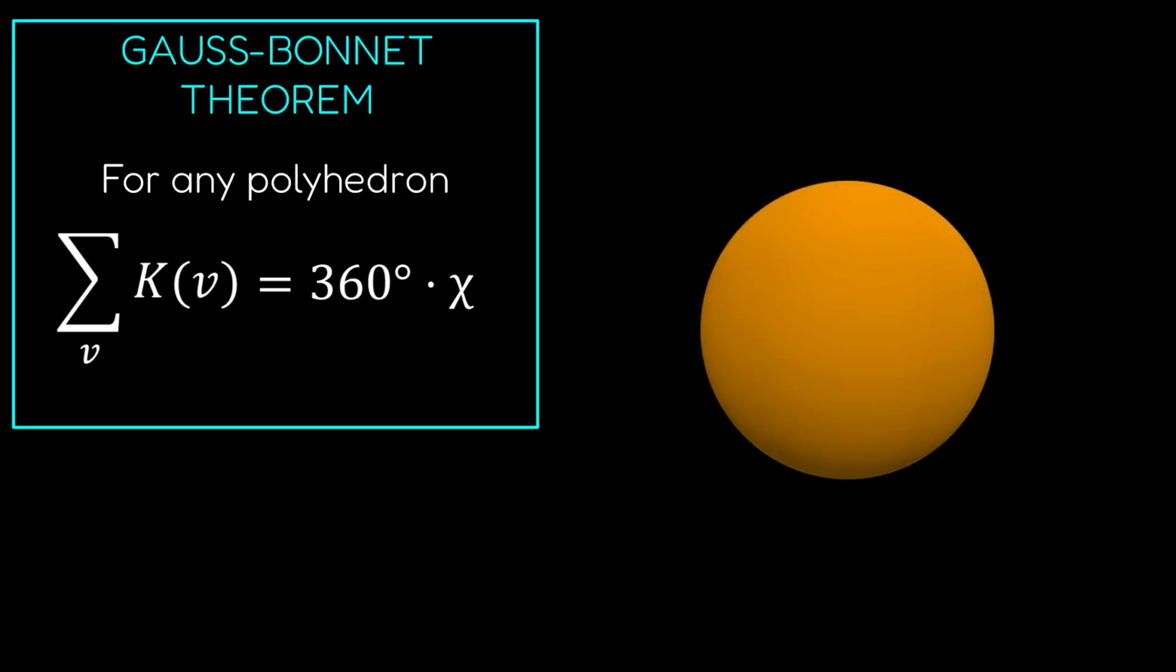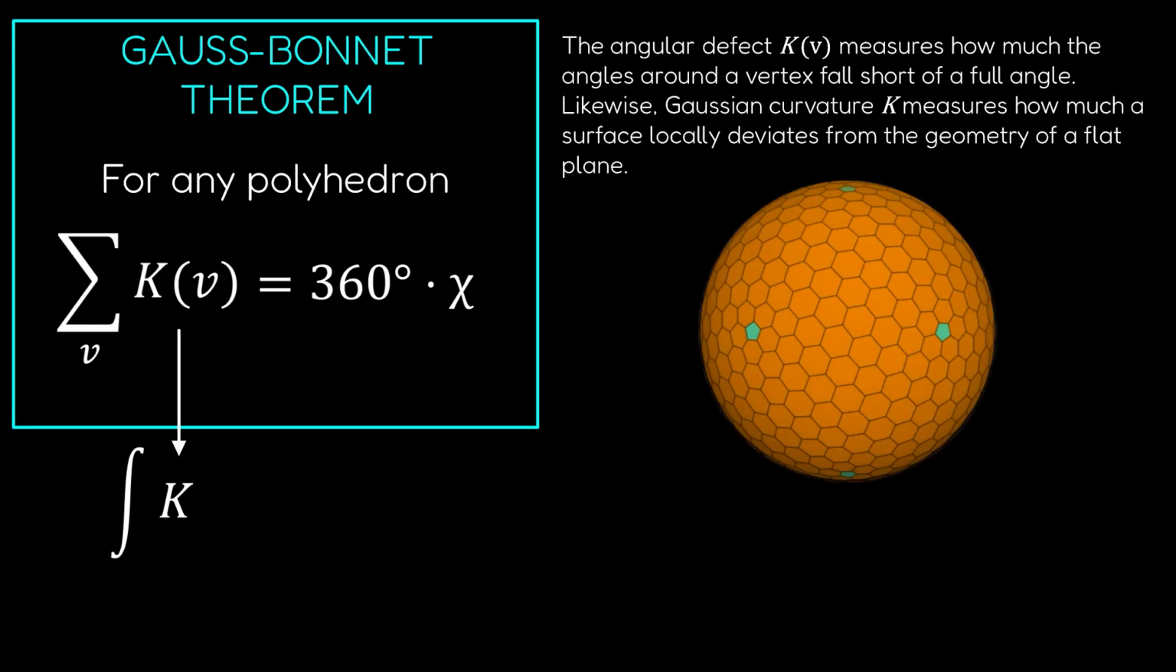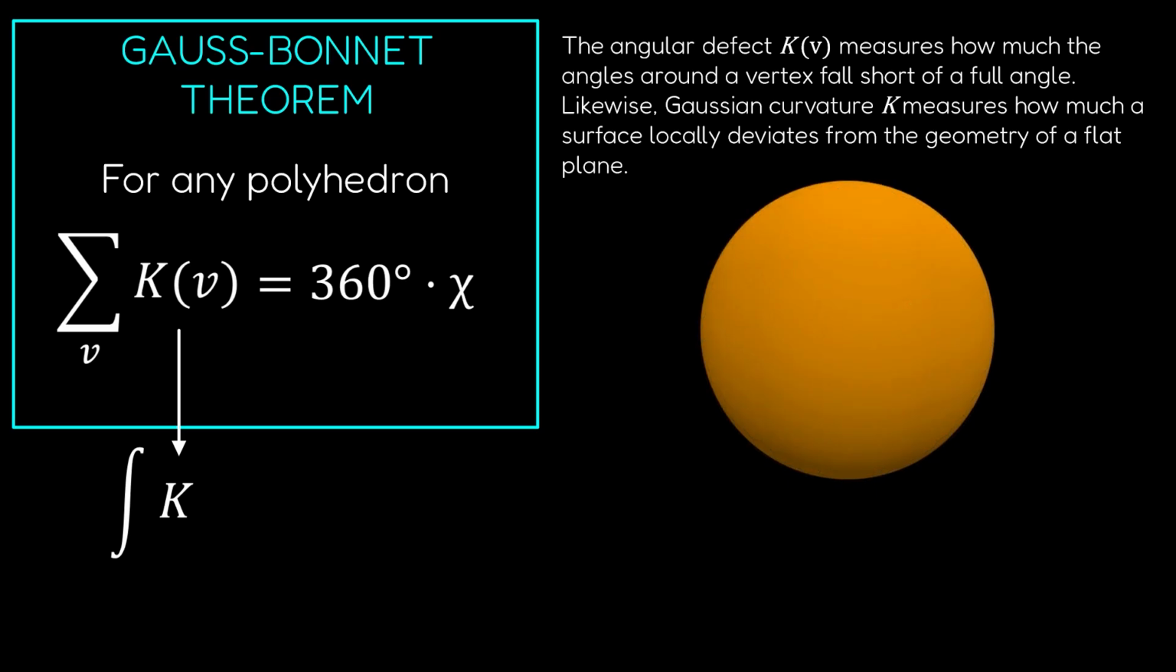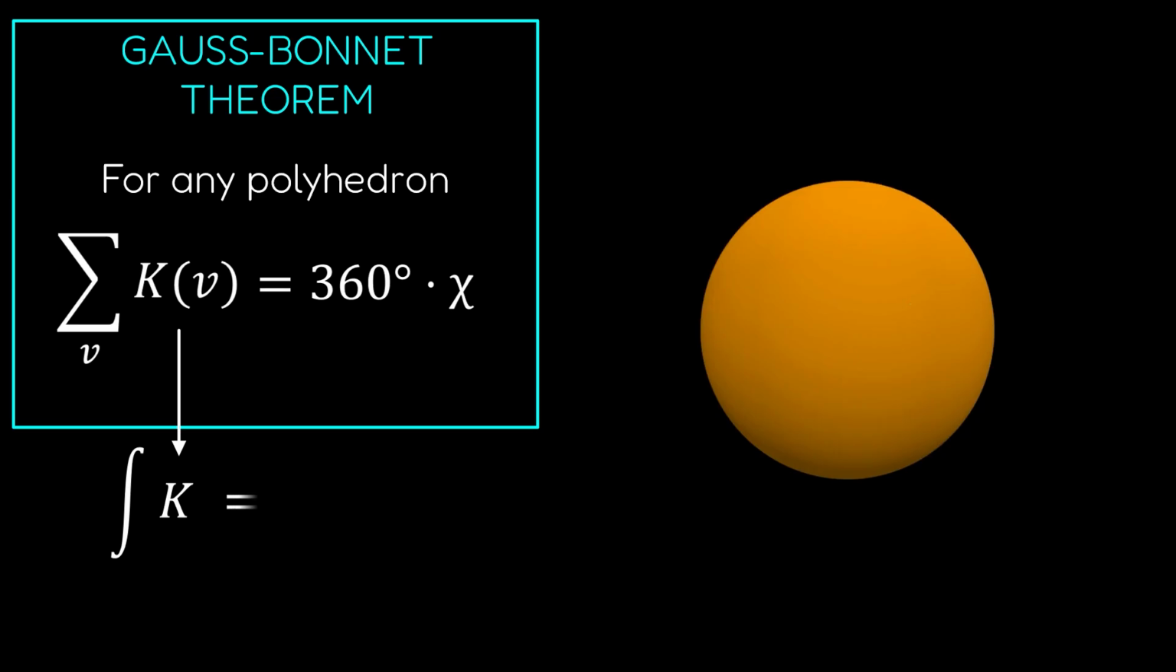In that case, the angular defect approximates the Gaussian curvature of the surface, and the approximation becomes more accurate as the discretization becomes finer. As a consequence, the integral of the Gaussian curvature over the entire closed surface is equal to 360 degrees, or if you prefer 2 pi radians, multiplied by the Euler characteristic of the surface.